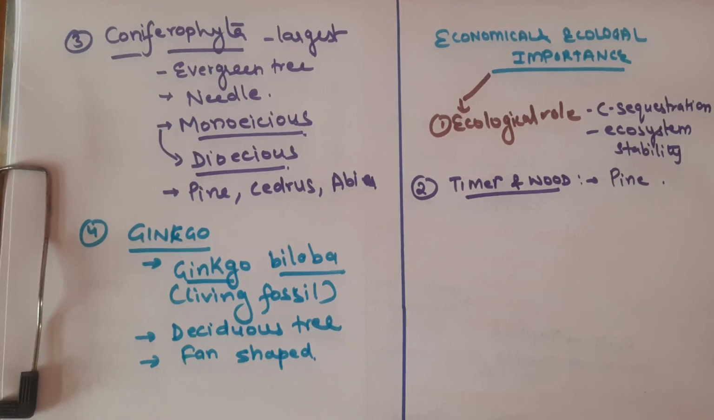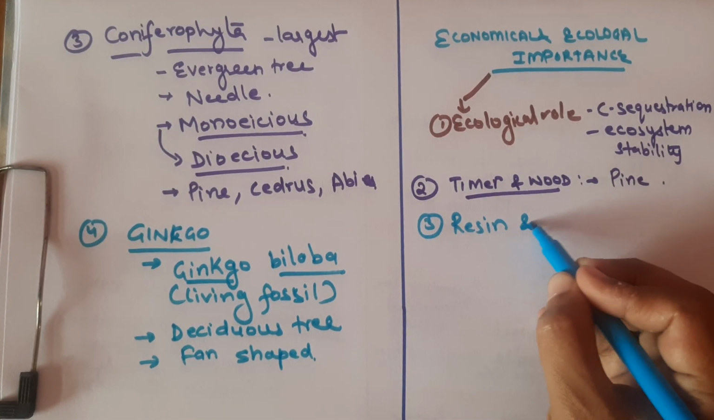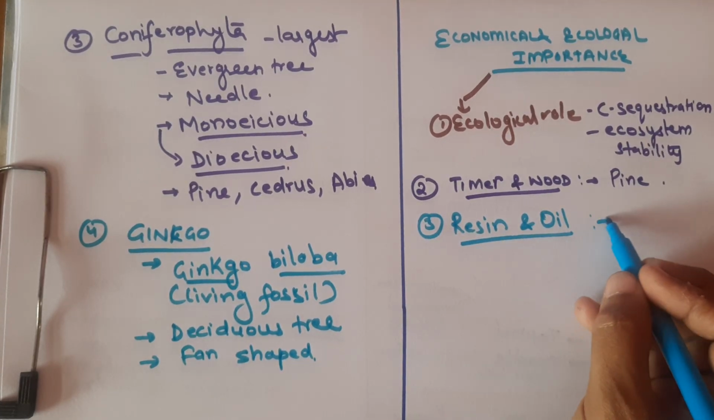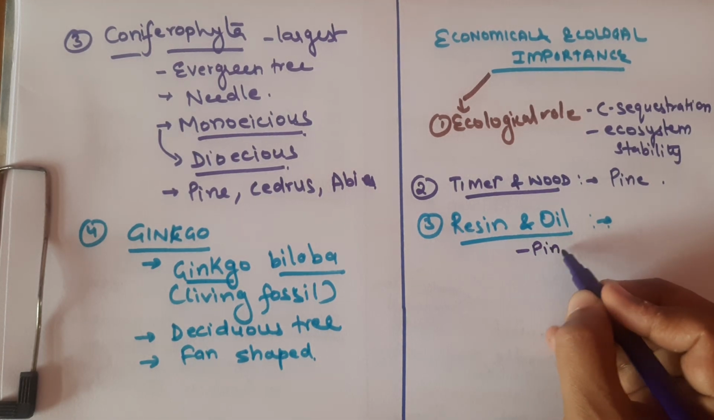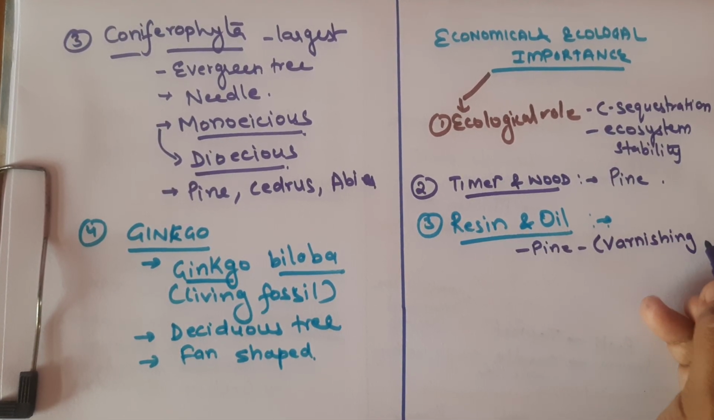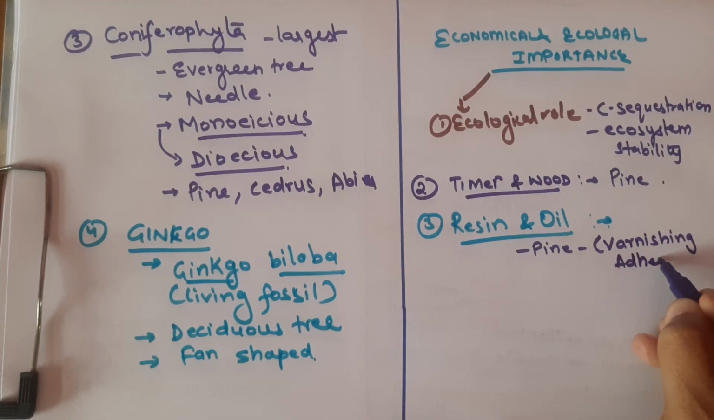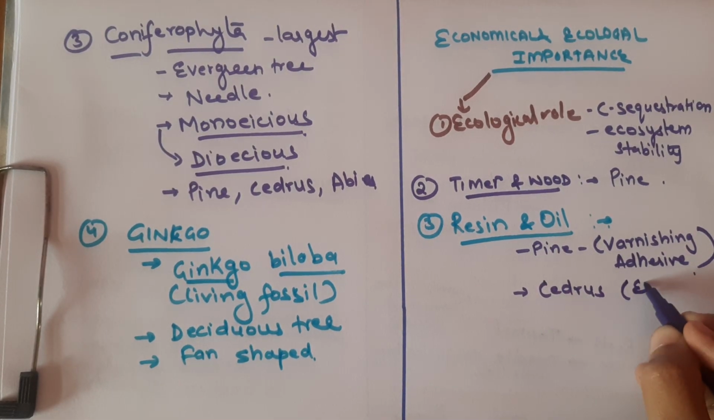Okay, and the third one includes resins and oil. They also play an important role in producing resin as well as oil. And these resins are used for varnishing and adhesive purposes. Like the resin from the pine is used for varnishing, and it is also used as an adhesive, because it is sticky. And there are essential oils. Some species produce essential oil, for example the citrus. So the essential oil is used for medicinal purposes.